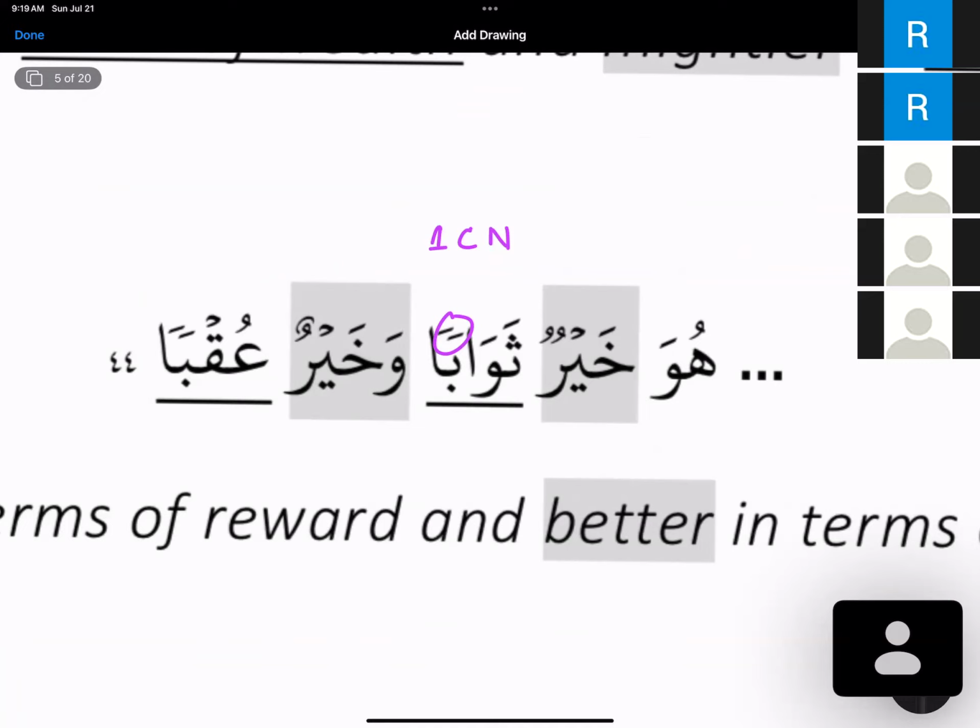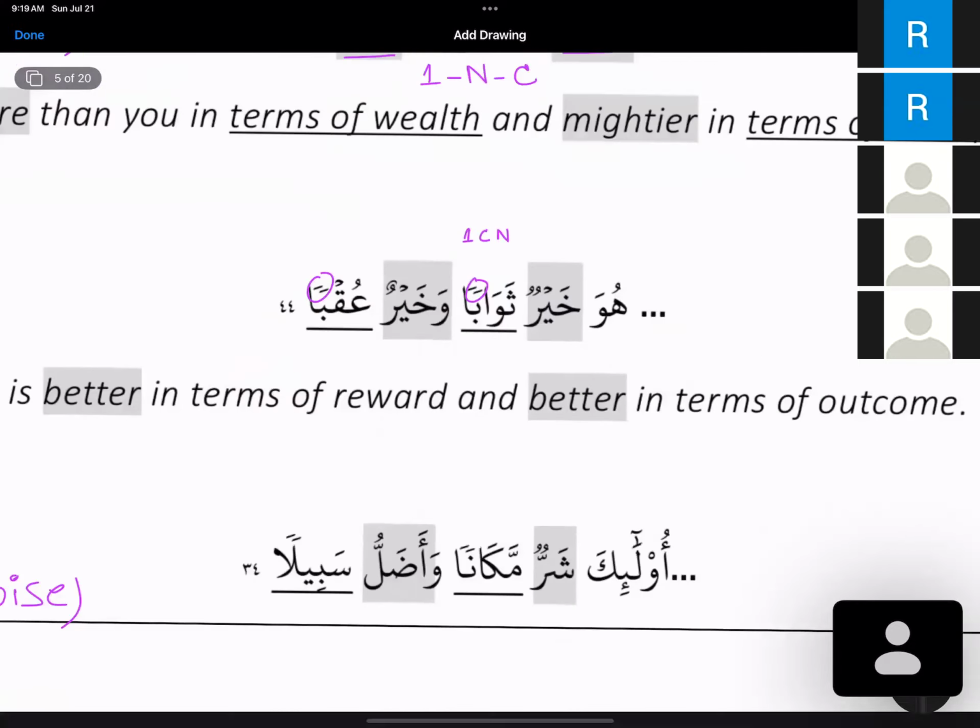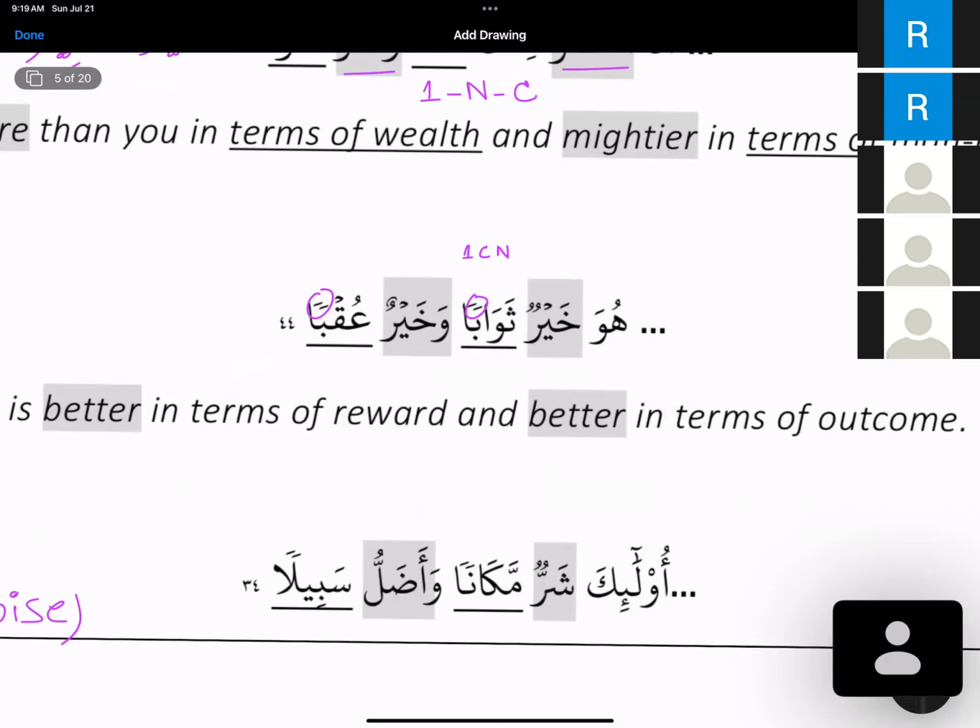Wa khayrun uqban. Again, same thing. Singular, common, and nasab, after ismu tafdil, so this is my tamyiz. Clear? It is easy, right? So far.